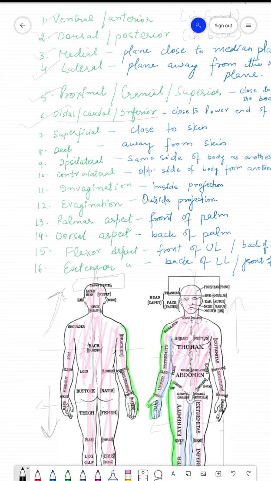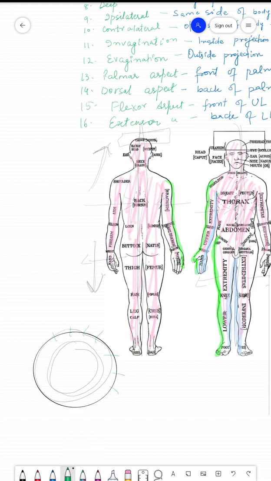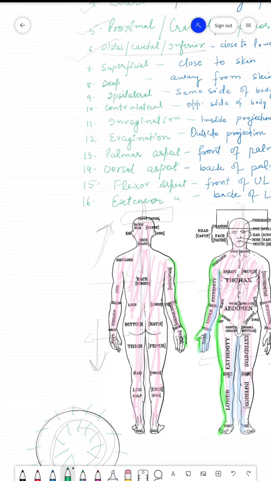Now the superficial is close to the skin. If this is the layer of the skin, then this part is the superficial part, that is close to the skin, and this one is the deep part. That is away from the skin.